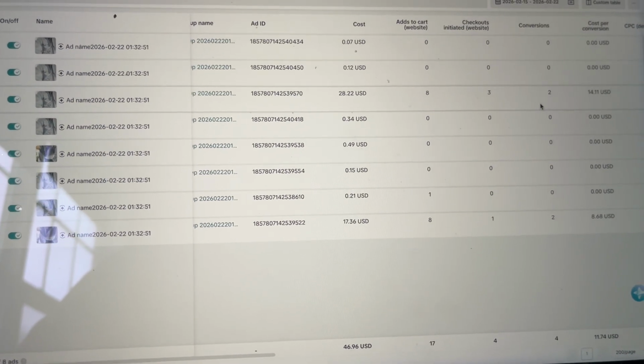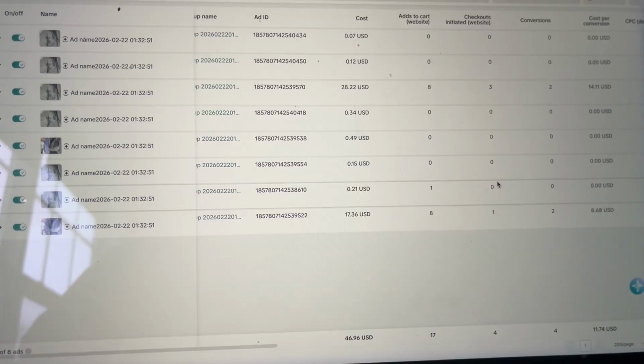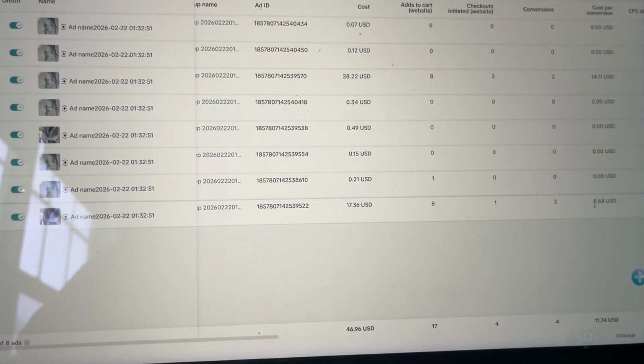Earlier it said 2 sales here, that was it. Now it's 2 sales here. So I think I'm gonna wait for one more sale on either of these and then I'm gonna bump the budget. But if that doesn't happen within the next, I'd say 30 minutes to an hour, I'm just gonna bump it either way and see what happens. Because this is really good.